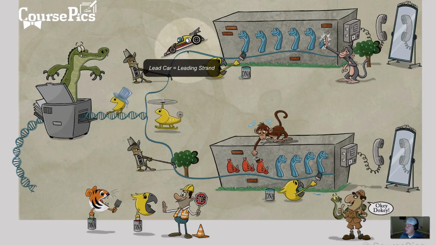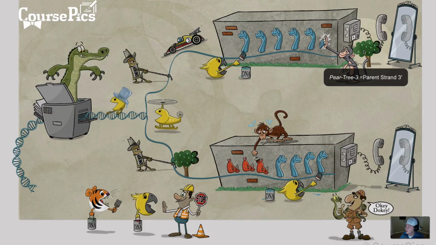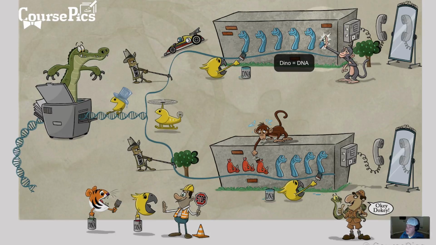And here's the leading strand represented by the lead car, and you know this is the parent strand because there's a pear tree at the end of it, and you know it's the 3' end because there's the number 3. The tree sounds a lot like 3. Since that's the parent strand, right above it is the new strand. And so these DNA nucleotides are represented by dino heads.